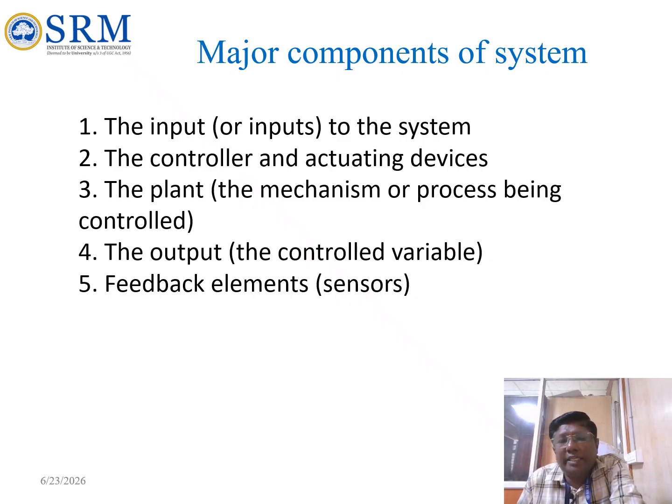If you look at any robotic system, a robot, it should be written in a mathematical format. Any robot will have an input, so that is called the input system, and whatever input we are giving has to be processed through the controller. Once it is processed through the controller, it has to activate the device. That is the second one. And the third one, the plant, the mechanism or process being controlled. How we are controlling the mechanism. Then what is the output? The controlled variable. How we are controlling the output.